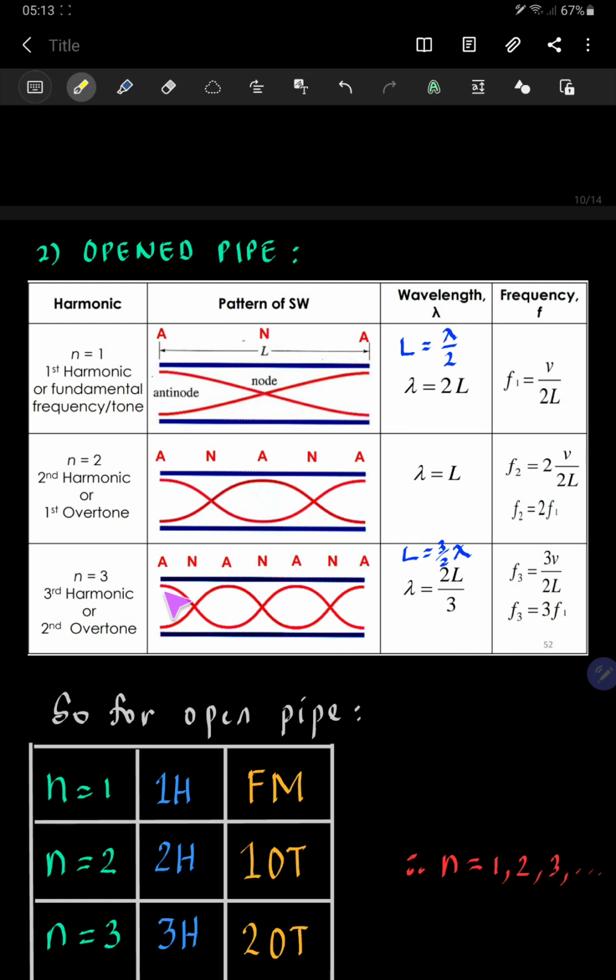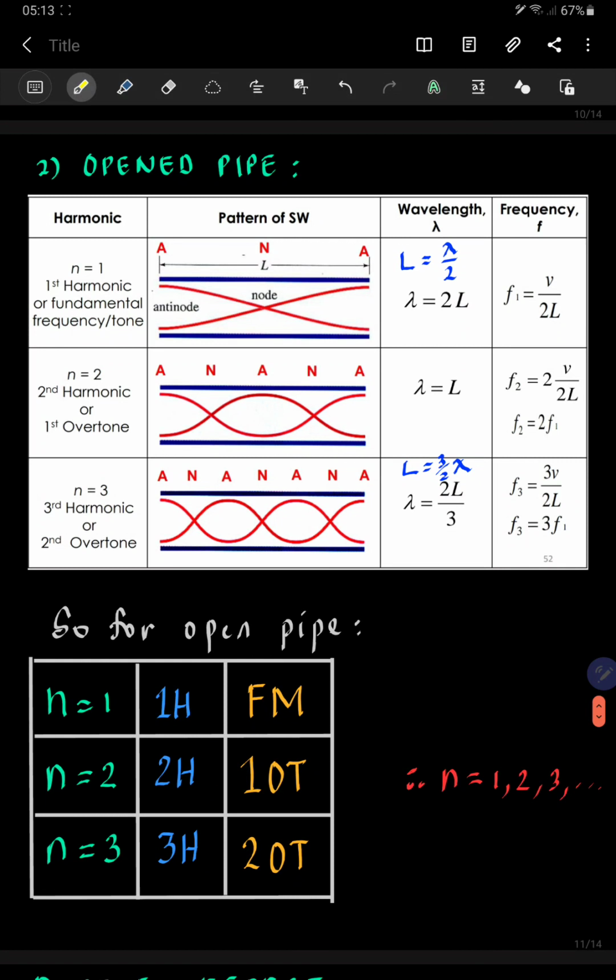And for the third one, how many lambda do we have? One lambda and half lambda, so one and a half lambda. So L equals 3 over 2 lambda, giving you lambda equals 2 over 3 L. Substitute into the equation f equals v over lambda, so you get v over 2 over 3L. By rearranging the equation, you get 3v over 2L. Again, v over 2L gives you f1, so it equals 3f1. That one is f3.